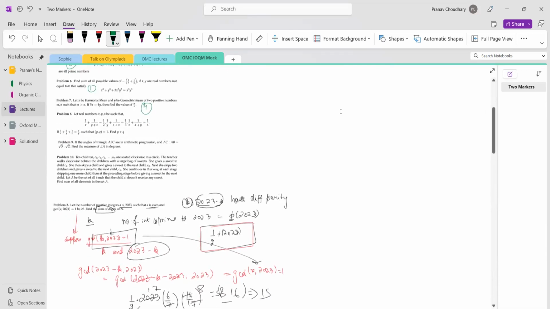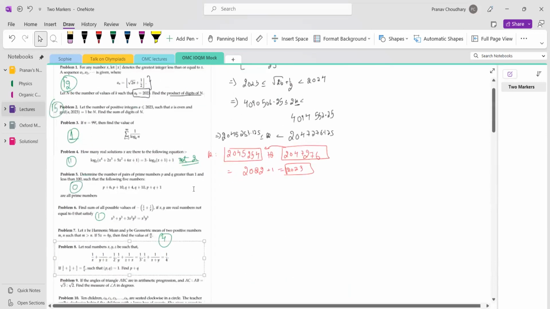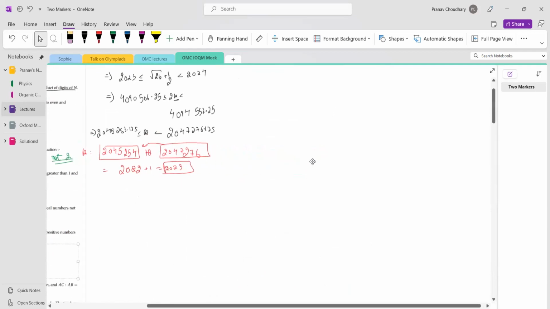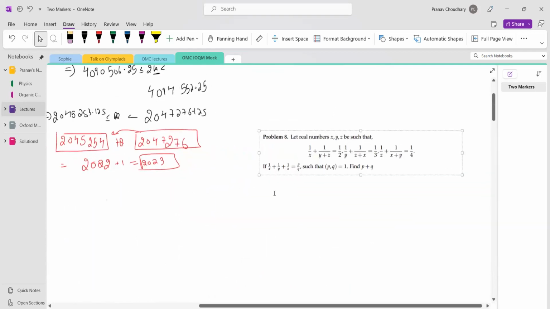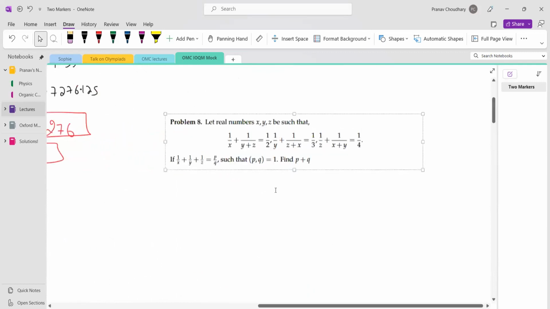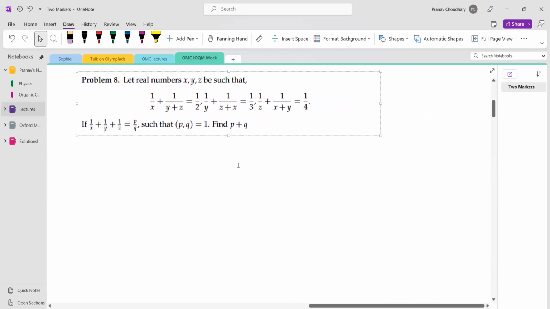Let's do question 8. When I saw it for the first time, it looked sort of scary. But this is the kind of question where you have to trust the process. You have to do the most intuitive thing, which does not look like it works, but you just have to trust it and keep on doing it.